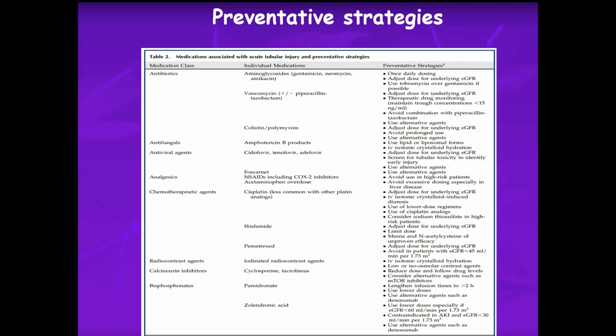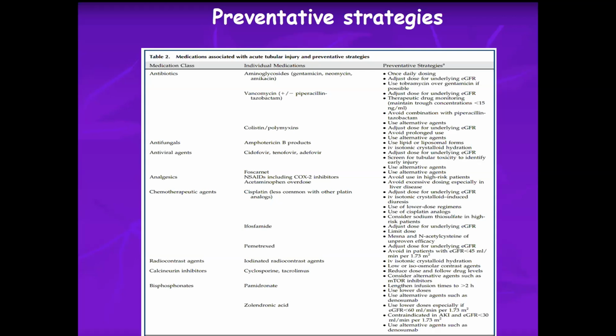Your preventive strategies for causing acute tubular injury include, so when you look at antibiotics, obviously prescribing your antibiotics carefully is important. What's been shown is that, especially when it comes to things like aminoglycosides, once daily dosing is actually optimum, with recommended therapy with drug levels. Sometimes increasing the interval between dosing might actually be important and help prevent toxicity.